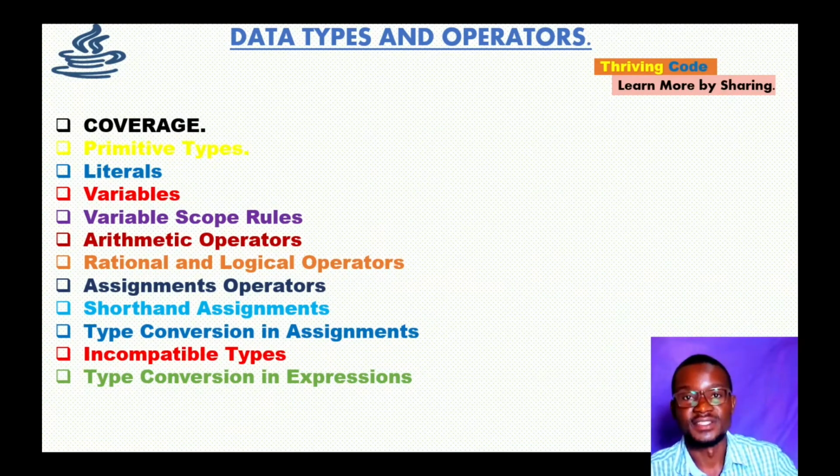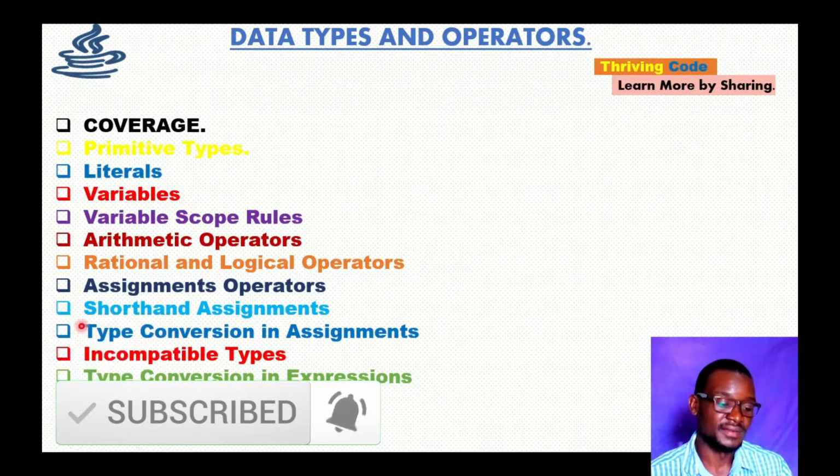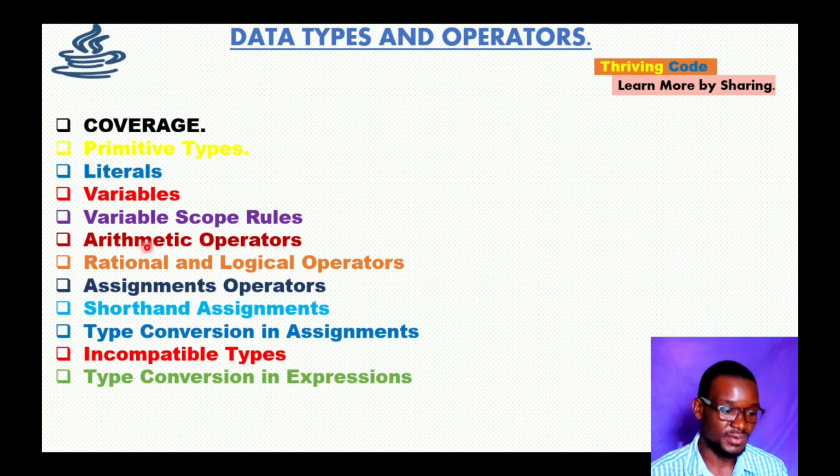So this is the second part of the topic, data types and operators in Java. Today we'll look at arithmetic operators. We'll also look at relational and logical operators. We'll look at assignment operators, shorthand assignments. We'll look at type conversion in assignments. We'll look at compatible types and type conversions in expressions.